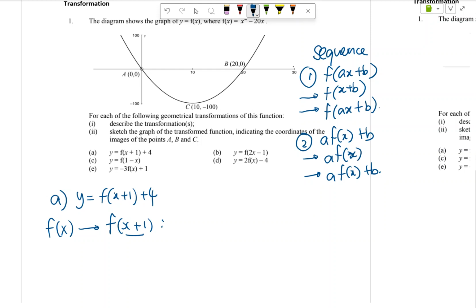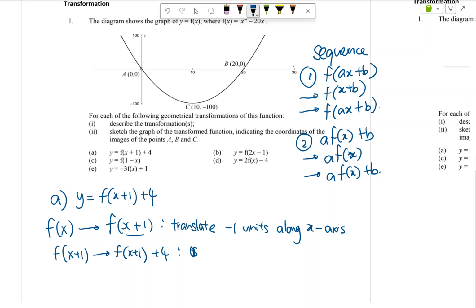So for this, what is the transformation? It is a translation of -1 unit along the x-axis. If you don't know what I'm talking about, please go to the previous video on the basics of transformation to be sure of what you are doing. Then from f of x plus 1 to f of x plus 1, plus 4, now we are adding 4 on the outside. It is a translation of 4 units. Translate 4 units along the y-axis.